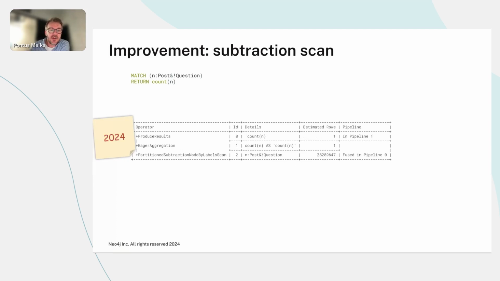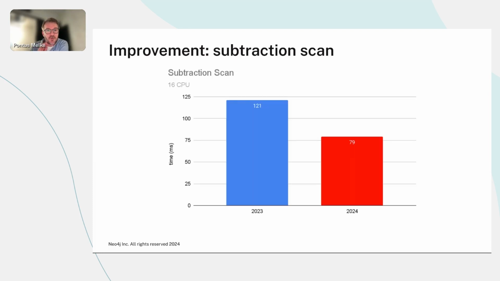Now we have introduced a dedicated operator for this, which also is partitioned, meaning that it can be partitioned across threads. So on each thread, it will find this sort of subtraction between post and questions. And this also shows nice speed ups.